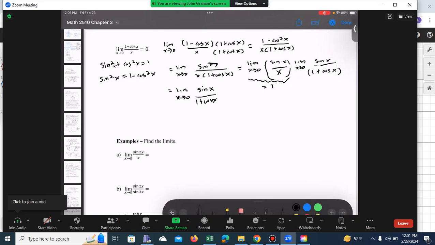So we only have the limit as x goes to 0 of the one on the right. But we can plug in 0. We're not going to get 0 over 0. What we end up getting when we plug in 0 is sine of 0, which is 0, over 1 plus cosine of 0, which comes out to be 2 in the bottom. So this whole thing does equal 0. So the limit as x goes to 0 of 1 minus cosine x over x equals 0.